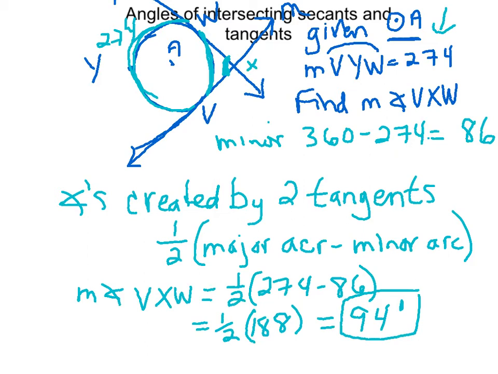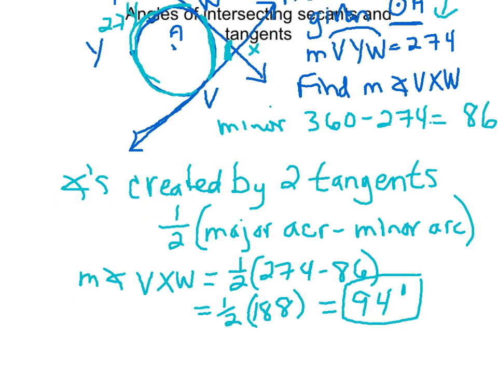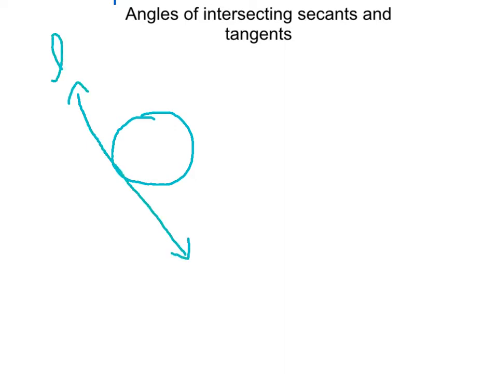Let's try another one. Let's move this guy up. Let's do another one that's a little bit similar. Let's say that we have a circle here, and we have one line that's tangent here. We'll call that L, and another guy here we'll call line M.